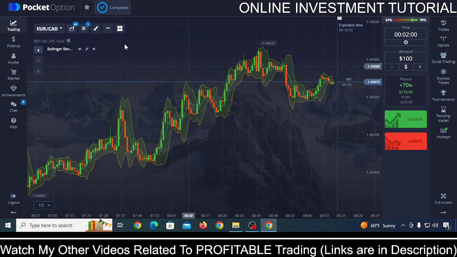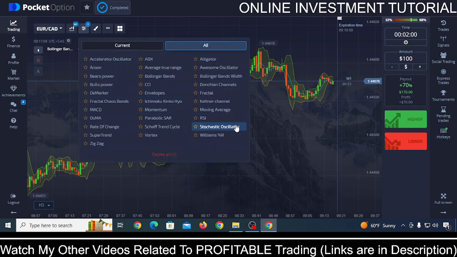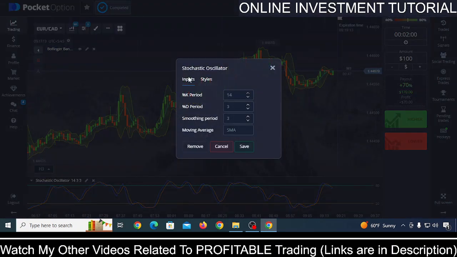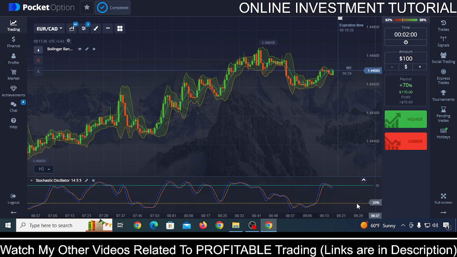So once you have done this much, then it's time to use another indicator. So just click on here and click on stochastic oscillator. And then everything is fine inside this stochastic oscillator. And if you need to change anything in your broker, if you are using any other broker, then you can see here 14, 3, 3, you can make these changes. And this overbought and oversold region should be 80-20.